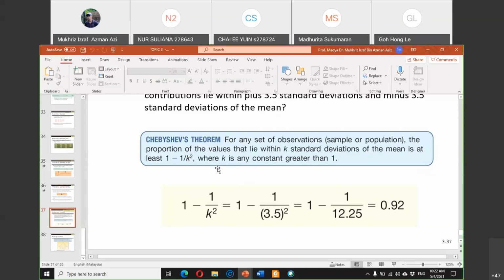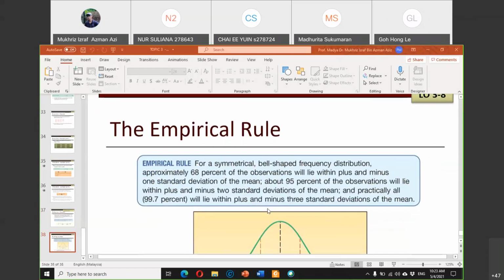It is very similar to the second theorem, the empirical rule, which describes a similar concept. We want to know how many percent of our data is within how many standard deviations. So the Chebyshev theorem formula is 1 minus 1 over k squared. If you put the standard deviation around 3.5, we know that up to 92% of our observations are within 3.5 standard deviations. And the second part is the empirical rule.